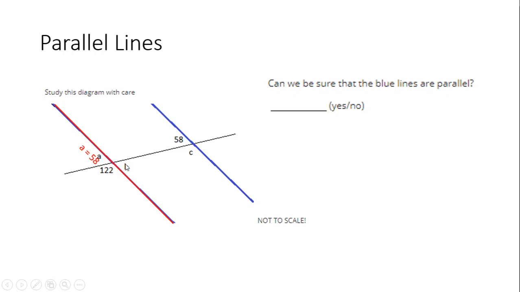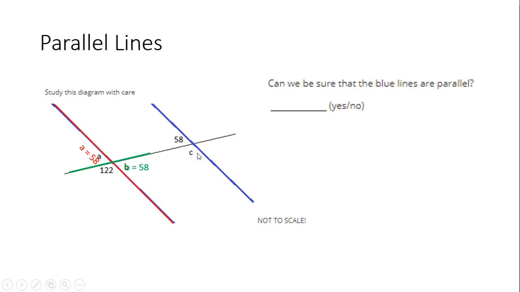I can also work out what B is. I could use some parallel line rules if I knew these lines were parallel, but I don't. So I'm just going to use another straight line. See this green line I've drawn in here is a straight line, which means that B needs to add with 122 to make 180 degrees. So once again, B is equal to 180 minus the 122, which leaves me with 58. Now, this is looking pretty good so far because I've seen these numbers before, 58, 58, 58.